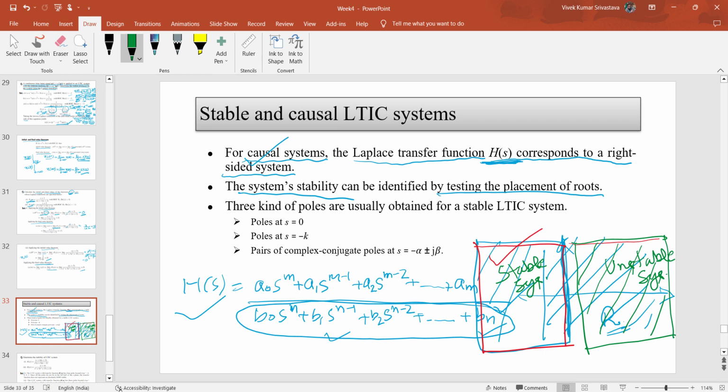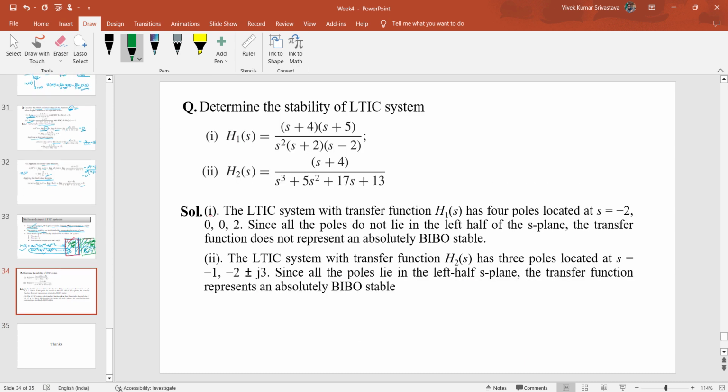So let us see this stability checking by using this problem. Here H1(s) is given to us, that is (s plus 4) into (s plus 5) over s square into (s plus 2) into (s minus 2). For this we have to check the stability, whether this system is stable or not. For that we first have to evaluate the poles. The poles of this transfer function are s equal to 0, s equal to 2 and s equal to minus 2.